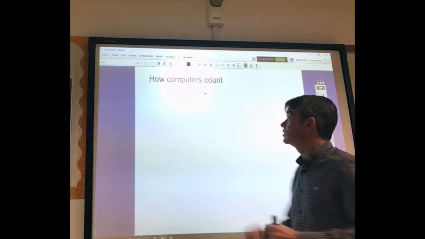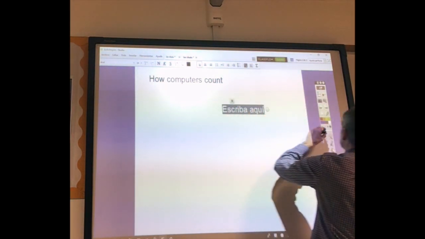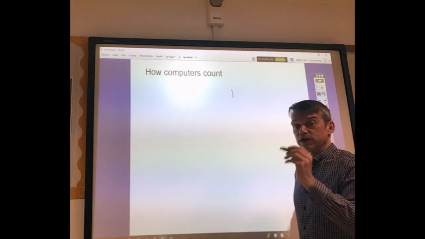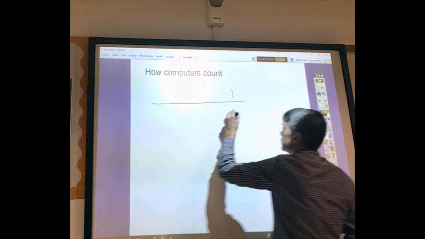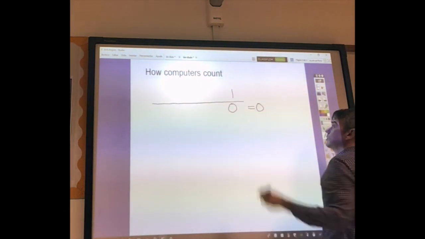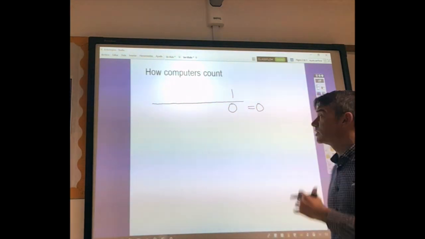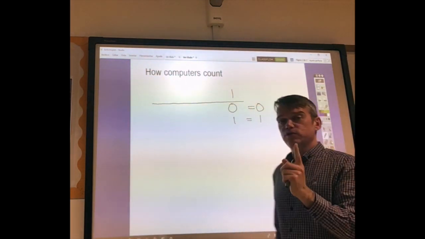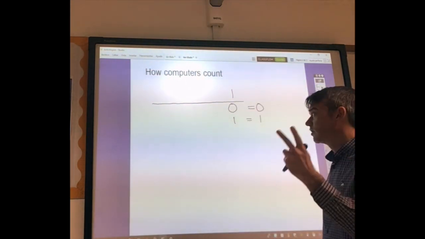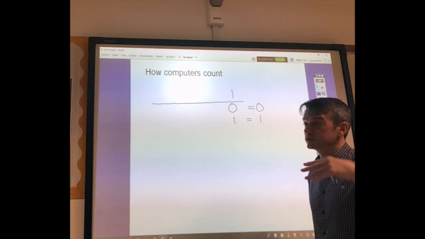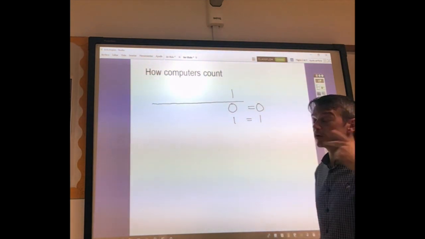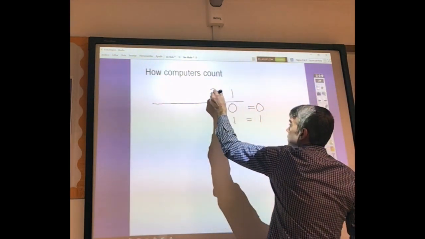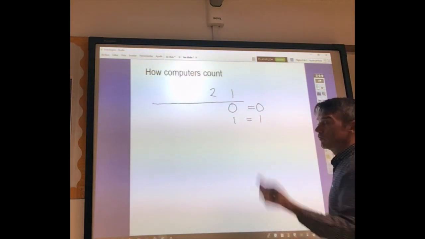So if we have just one switch, we can represent that as being off, which we will count as a 0 in our number system, or on. So with one switch we can represent the number 0 and the number 1. Then we've run out of possibilities because a switch can only be on or off. So to represent any bigger numbers we need another switch. So we can represent 0 and 1, but we can't represent 2.